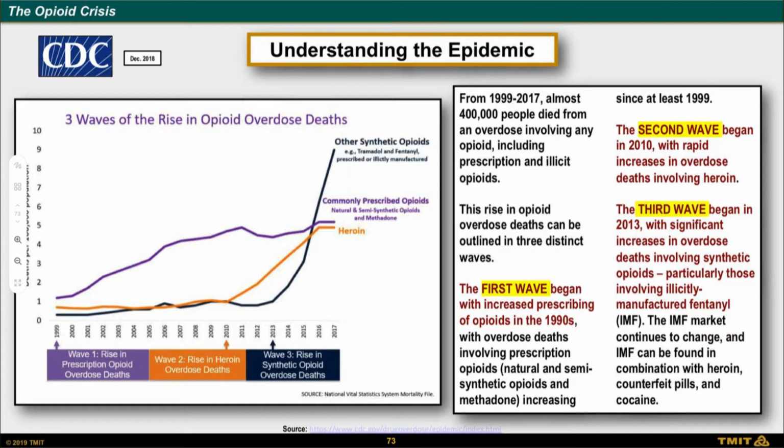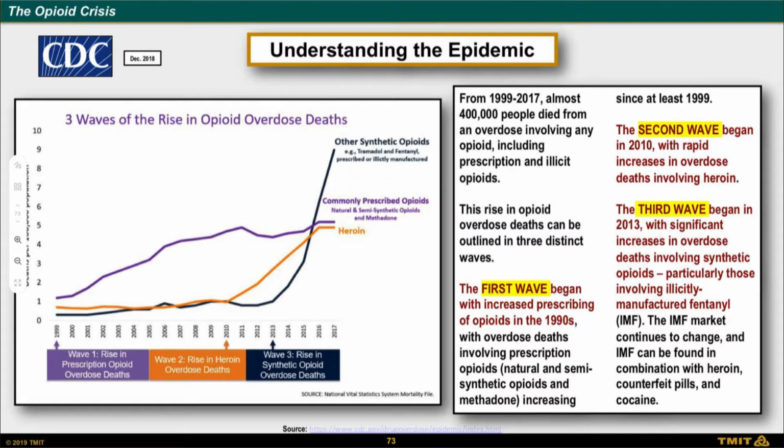If you look at the 3 waves of the rise in opioid overdose deaths, the important thing is recognizing that the first wave began with increasing prescribing of opioids in the 1990s. And this was sort of when the first long-acting opioids came out, and we were encouraged to use them for chronic pain without a lot of data supporting the fact that they were effective for everybody with chronic pain.